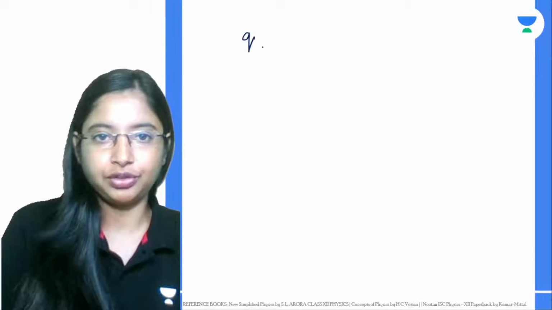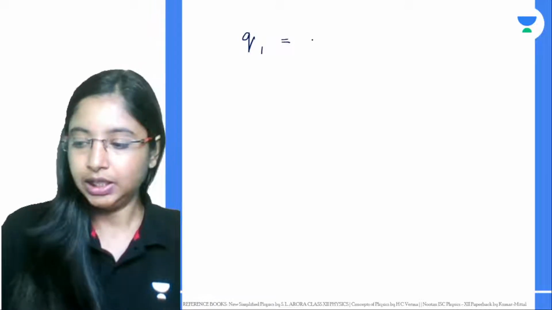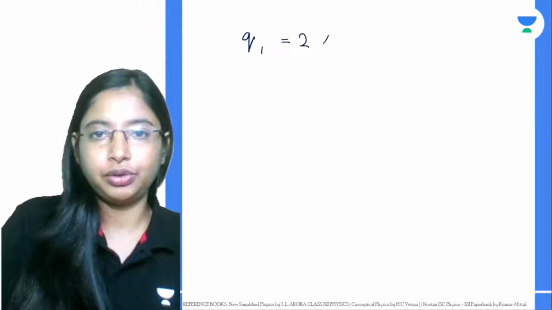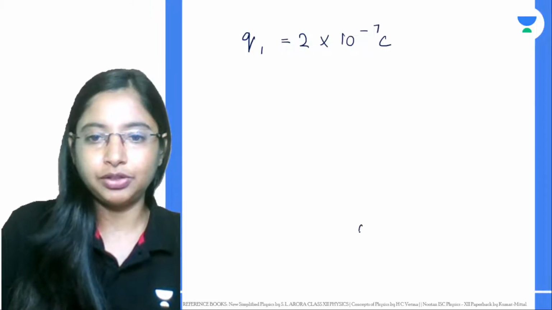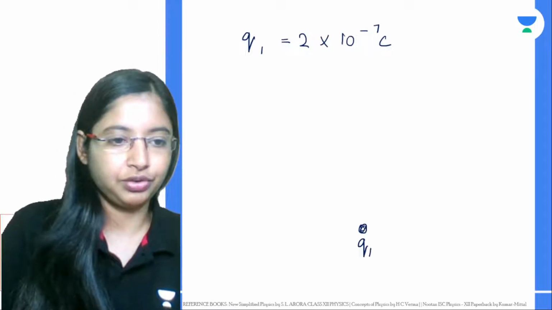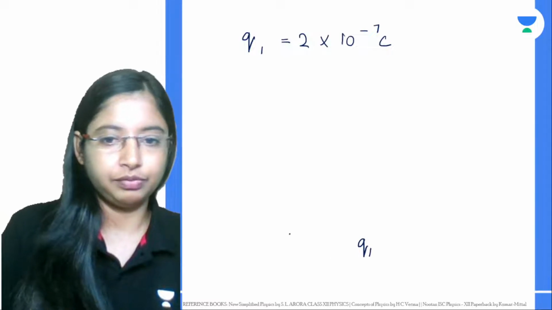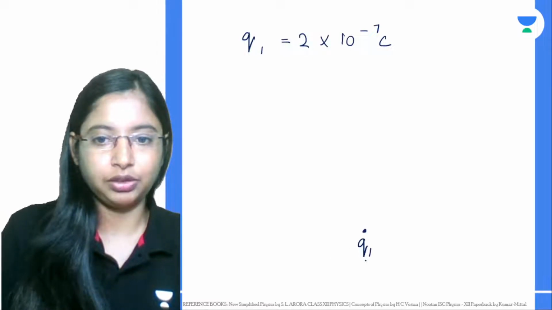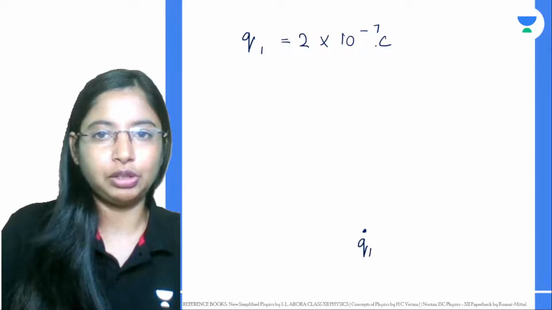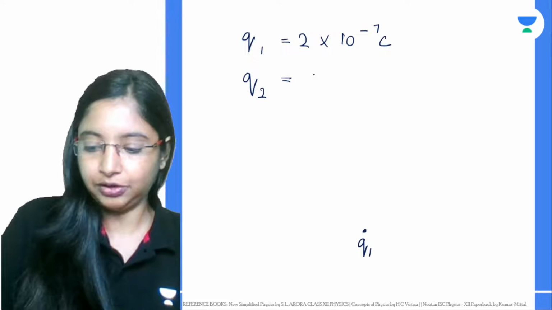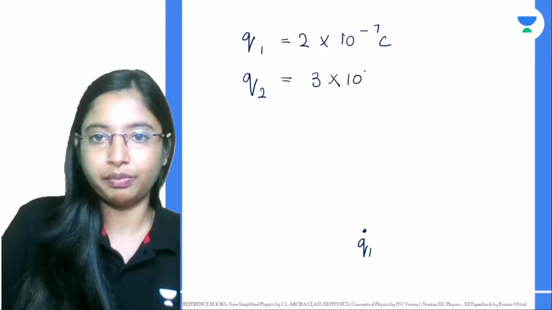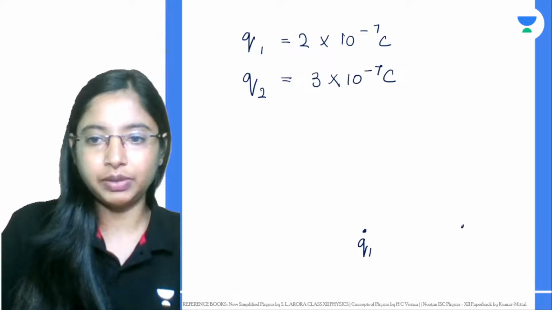Let's say charge Q1, that is one charge. This has a particular charge, 2 into 10 to the power of minus 7 coulombs. This is a point charge, so we don't know what this charge is, but we know it's a point charge Q1, and Q1 has 2 into 10 to the power of minus 7 coulombs. Now let's take Q2, another charge. This is 3 into 10 to the power of minus 7 coulombs.